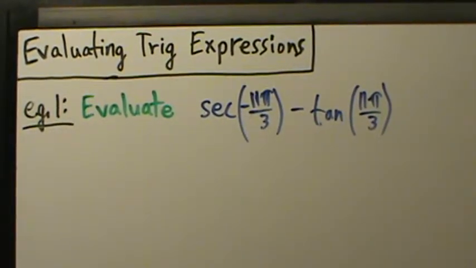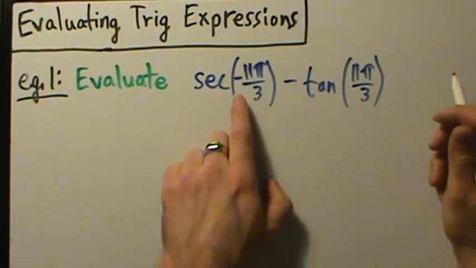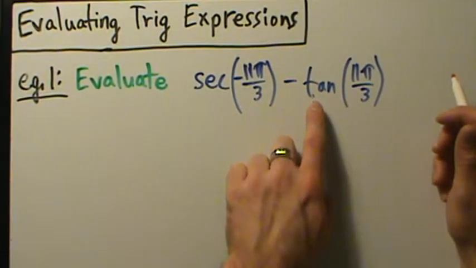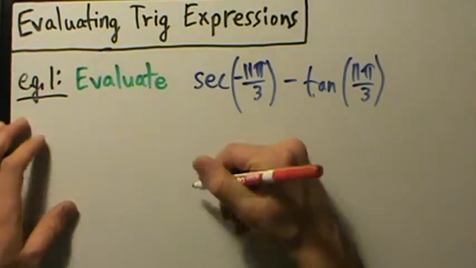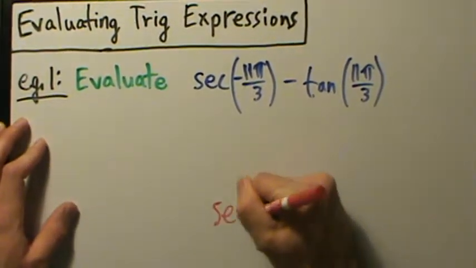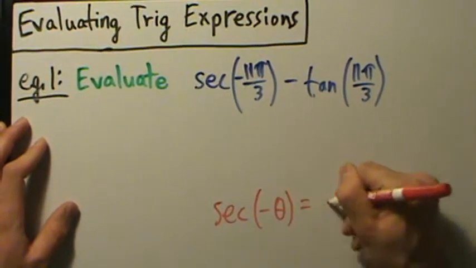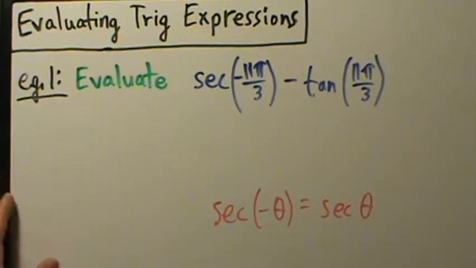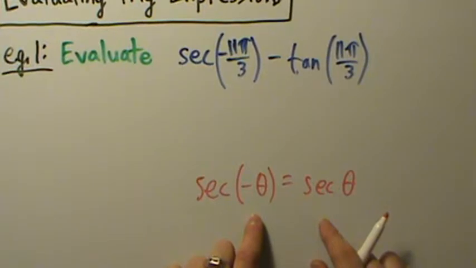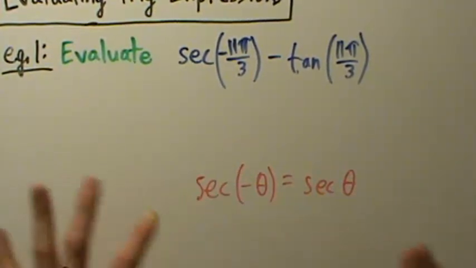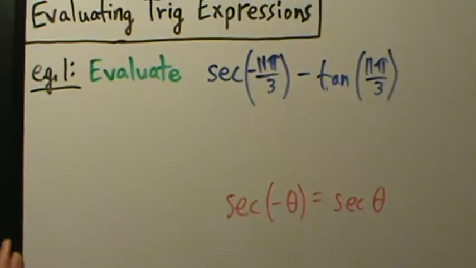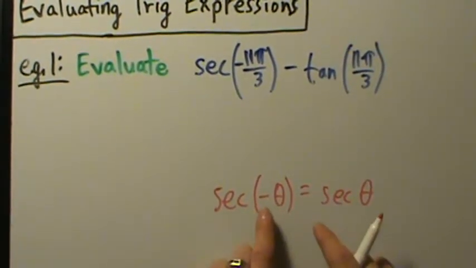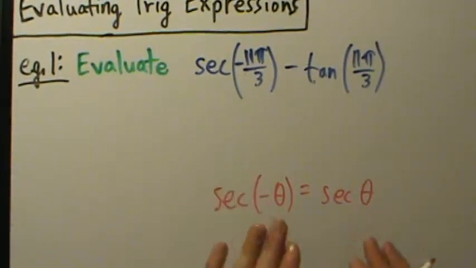The first thing we want to do is look at secant of negative 11 pi over 3 minus tangent of 11 pi over 3. First of all, remember secant is an even function. What does that mean? That means secant of negative theta equals secant of theta for every theta in the domain of secant. But we're not going to worry about domain yet. We haven't talked about domains for trig functions. That'll come later when we talk about the graphs. But anyway, secant of negative theta is just secant of theta because secant is an even function.